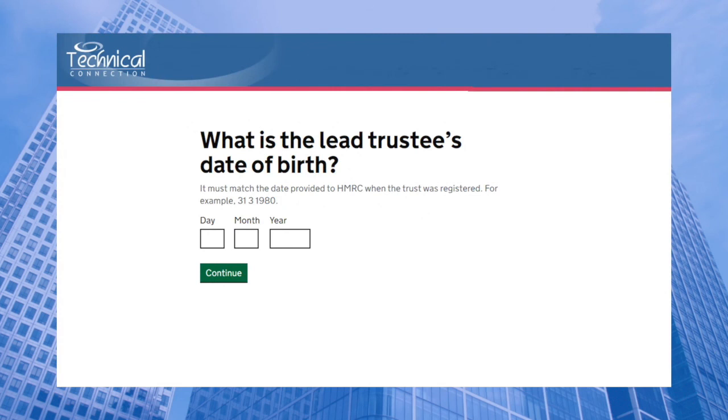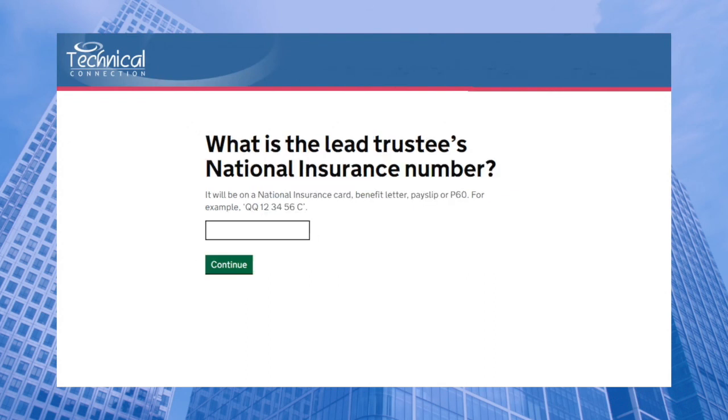I now need to input the date of birth of the lead trustee. Remember that if the lead trustee is someone other than yourself, then you'll need to make sure you've got those details to hand. Once you've input that information, again, you need to click on Continue. We're then asked to input the national insurance number of the lead trustee. And once you've done that, again, you need to click on Continue.